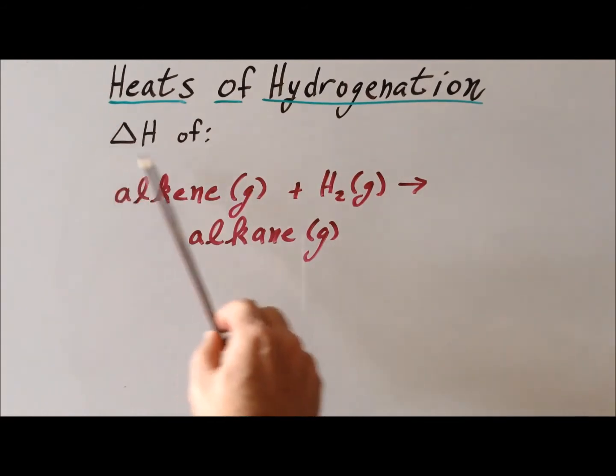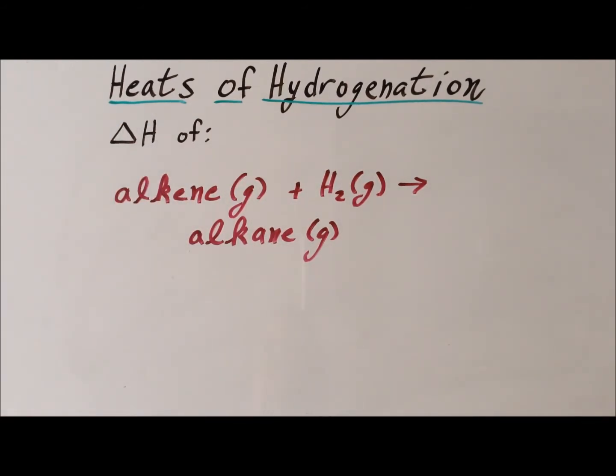We can measure or calculate the enthalpy of this particular reaction. Typically, when we talk about heats of some particular reaction, we are interested in the absolute value of the enthalpy. In this video, I'm going to use the terms heats and enthalpy interchangeably, so I'm going to show heats of hydrogenation as having a negative sign because the reaction is exothermic.